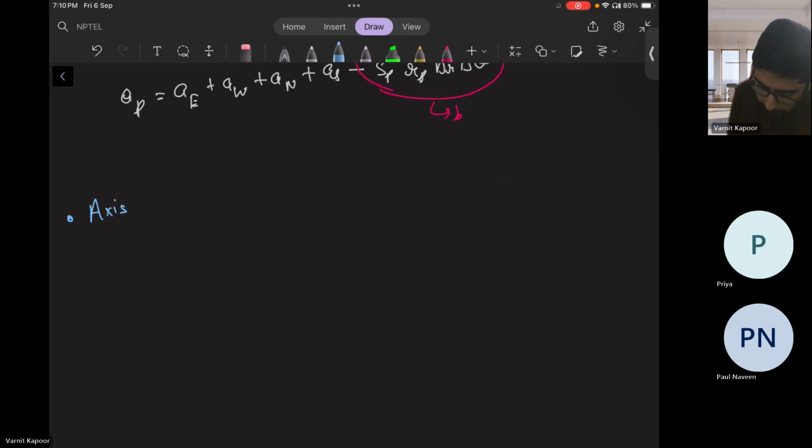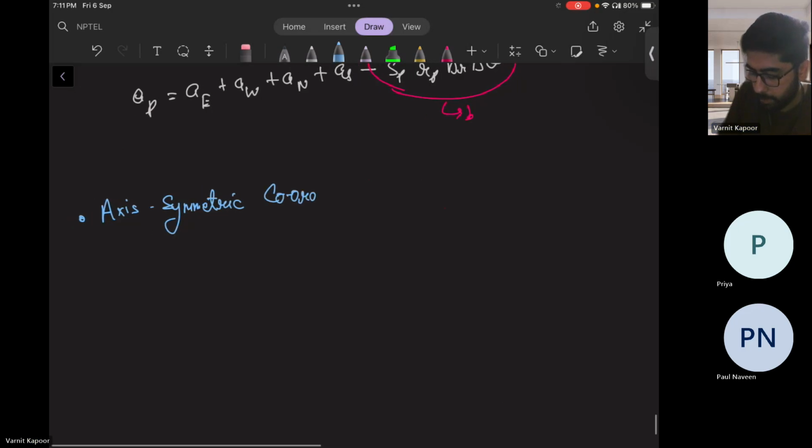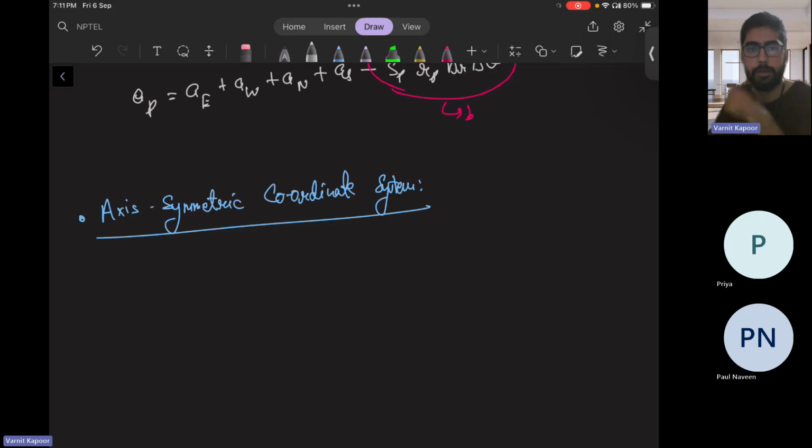Axisymmetric coordinate system. All right. So here, when we are saying axisymmetric coordinate system, that means the problems which are independent of the theta direction. Okay. The variables T and phi are not dependent on theta direction.